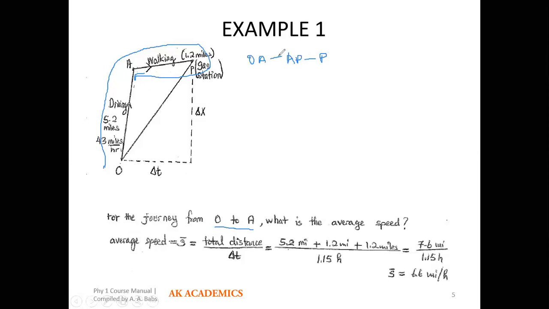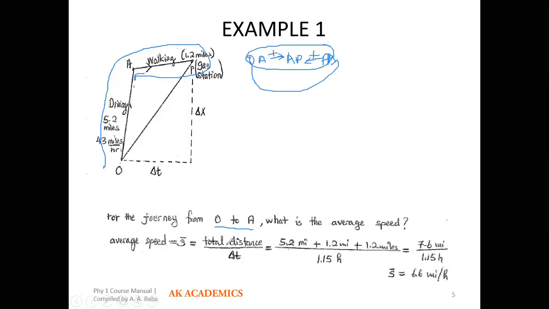So O to A will be OA to AP and then to P. This is this direction, and then from P, then PA. This direction is going to change because PA is coming back. So this is going to be PA here. So the O to A we are looking at is this O to this A. It's going to take into account the entire movement, the entire journey. So we have OA plus AP plus PA. That's what we have for our O to A.